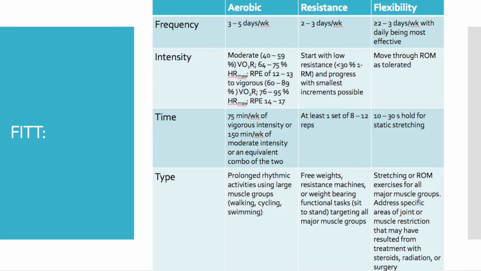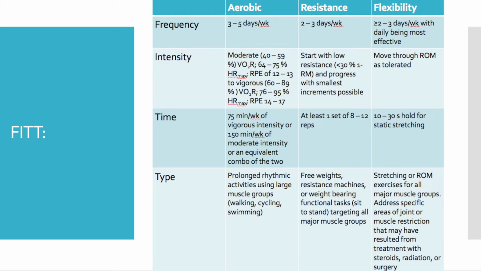The time spent performing aerobic exercise should be 75 minutes a week of vigorous intensity or 150 minutes per week of moderate intensity, or an equivalent combo of the two. For resistance training, there should be at least 1 set of 8 to 12 reps. As for flexibility, there should be 10 to 30 seconds hold for each static stretch.